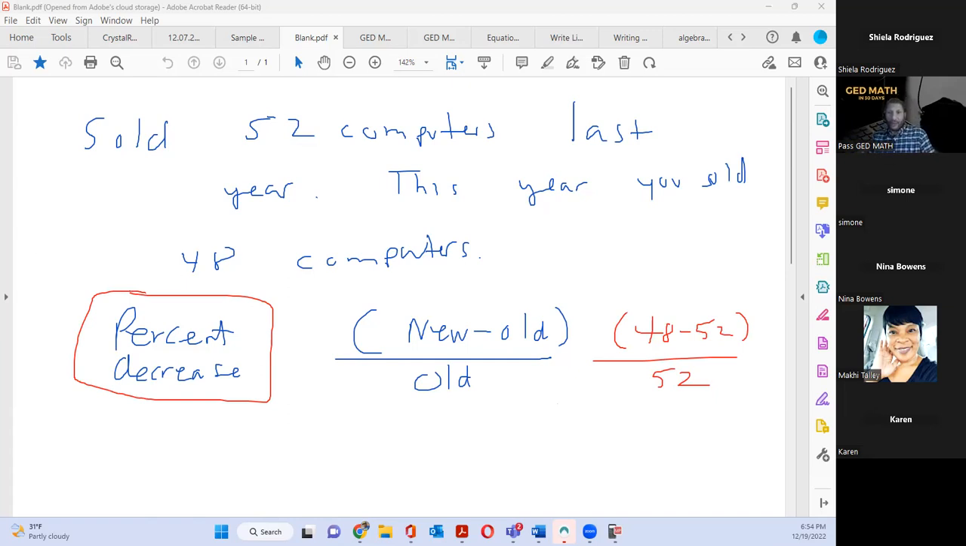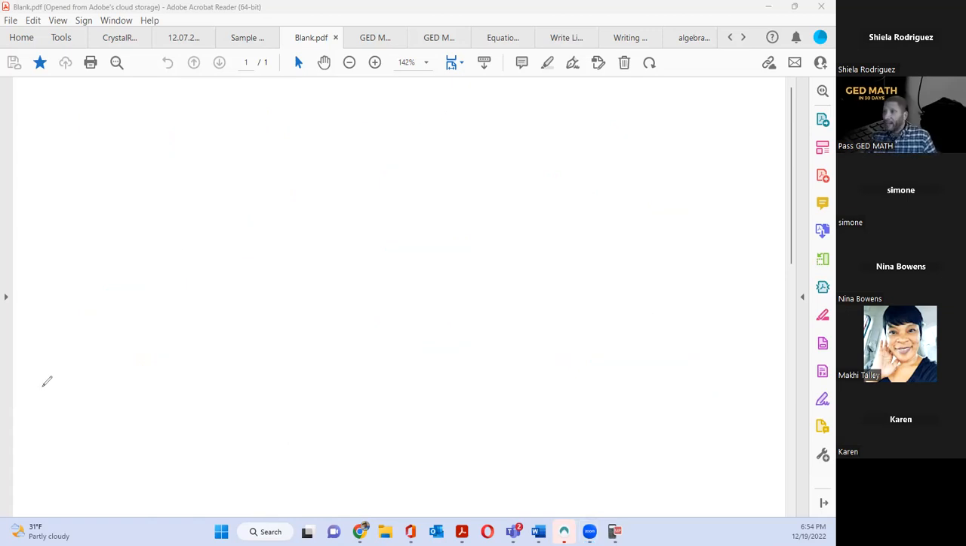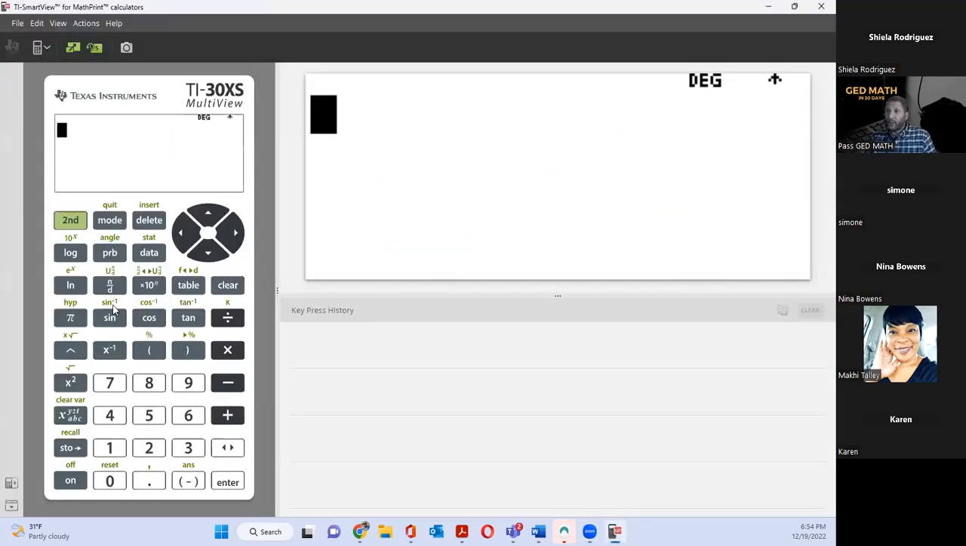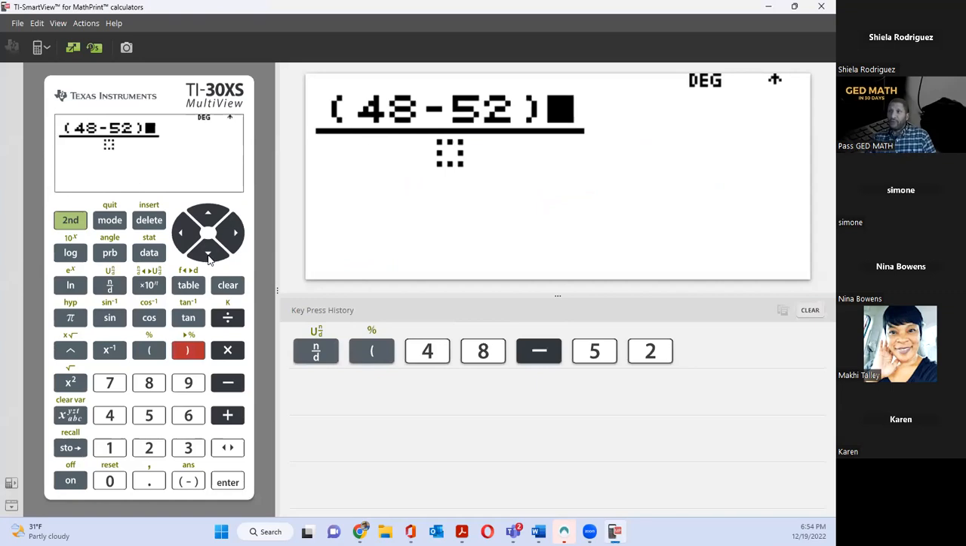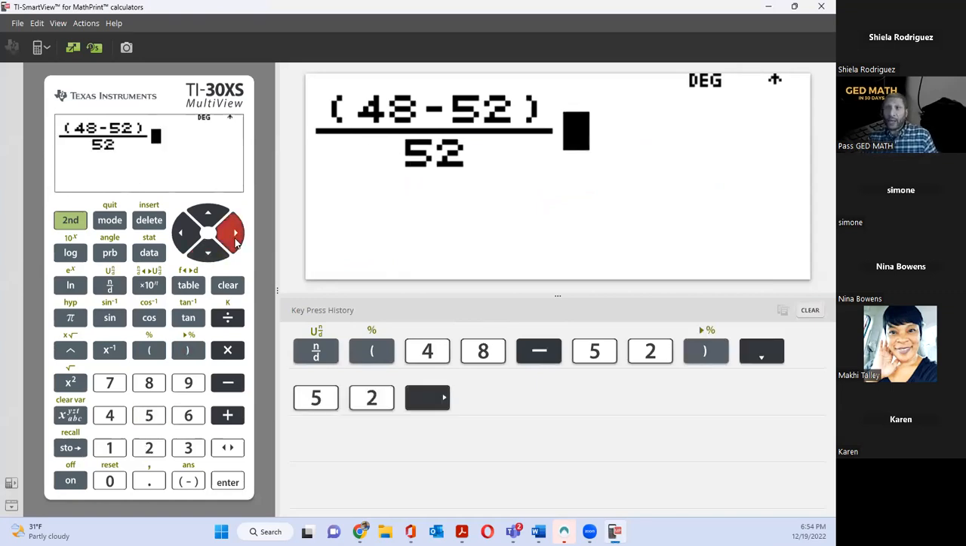So I'm just going to grab my calculator. Let me save it, let me clear it, and let me grab my calculator. Again, my calculator is my best friend. I'm going to hit 2nd. I'm going to do parentheses, 48 minus 52, over 52. You let the calculator do all the work, right? But guess what? I can change it to a percentage.